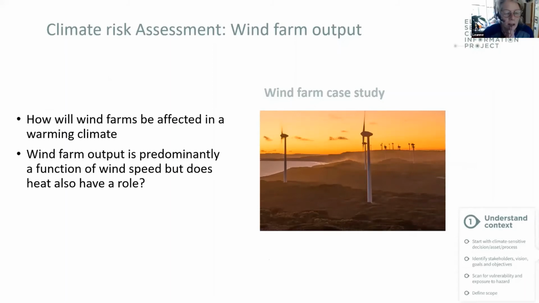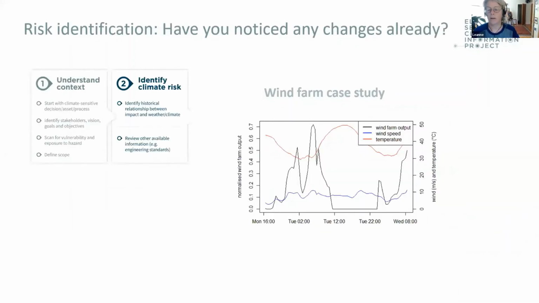Anyway, the context of this case study is we want to know how wind farms will be affected in a warming climate. Wind farm output is predominantly a function of wind speed, but we want to know if heat also has a role in that. So that's our question.